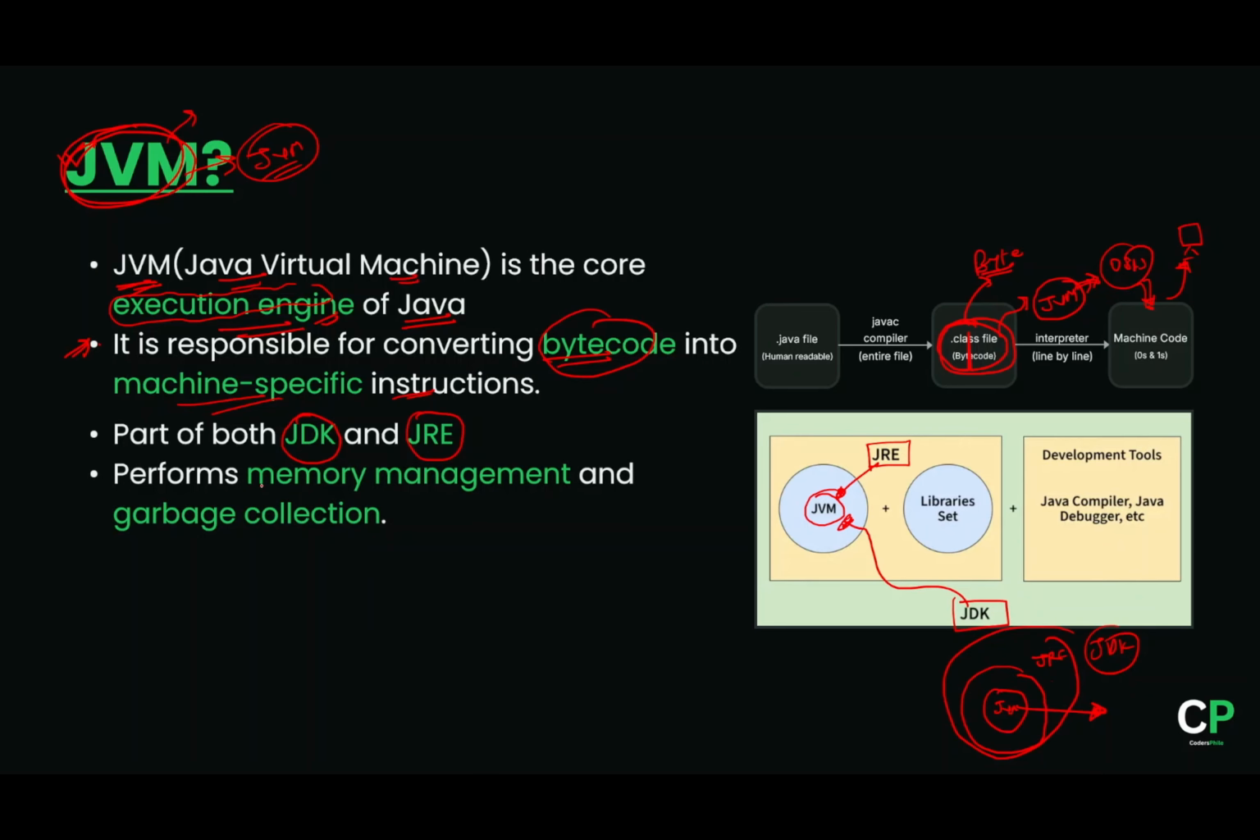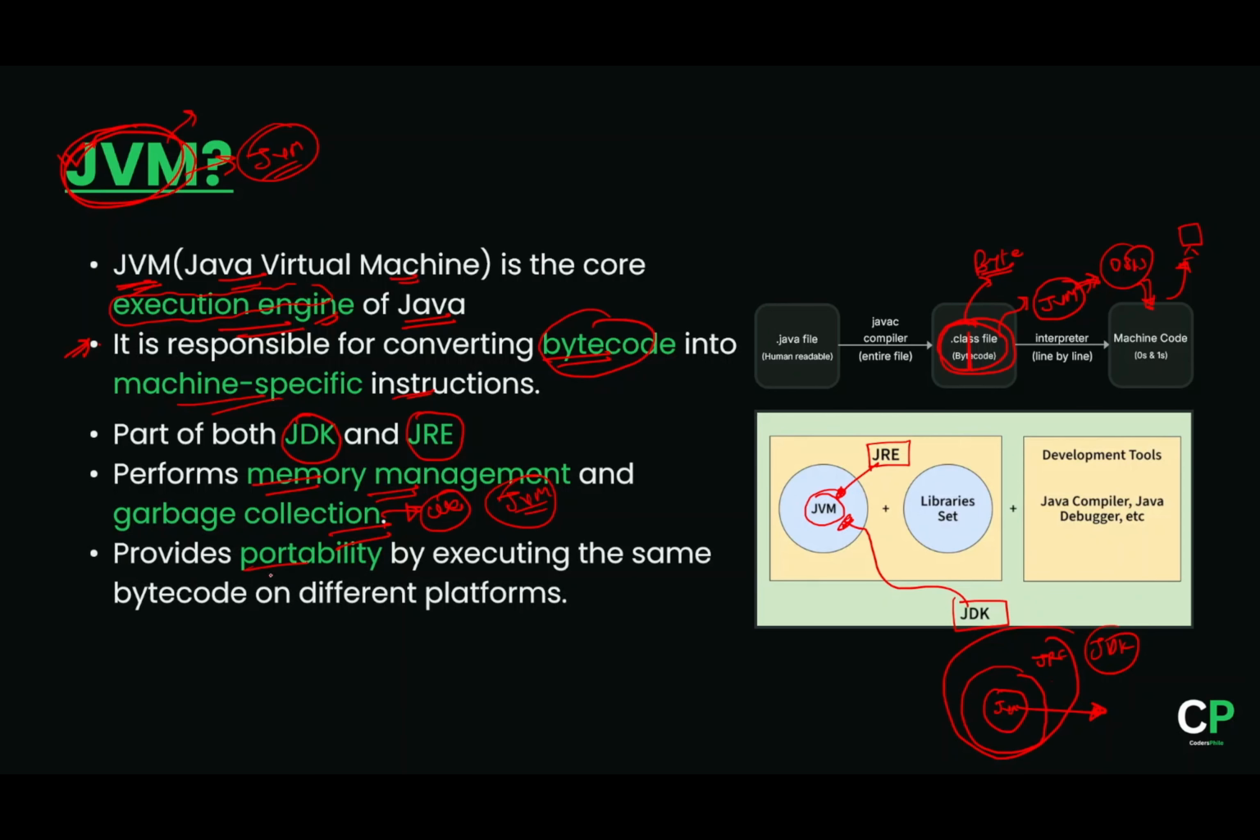It is the JVM that performs the actual execution of the Java program. It performs memory management and garbage collection. Don't worry about these terms. We will understand this in detail when we learn about the JVM architecture in the next video.